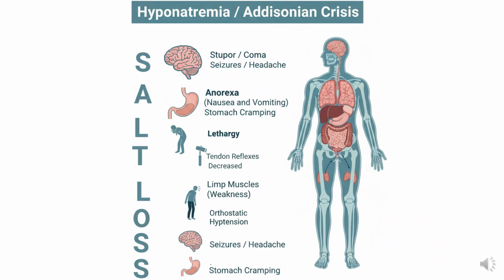Signs and symptoms associated with hyponatremia or Addisonian crisis. Stupor/coma. Anorexia, nausea and vomiting. Lethargy. Tendon reflexes decreased. Limp muscles, weakness. Orthostatic hypotension. Seizures/headache. Stomach cramping.